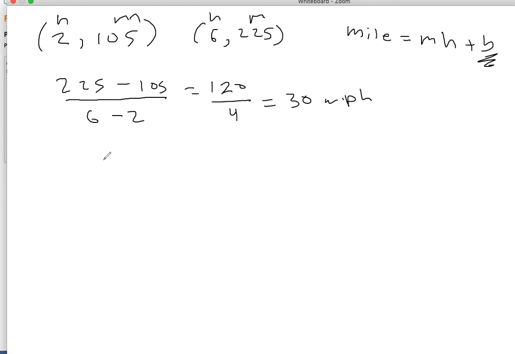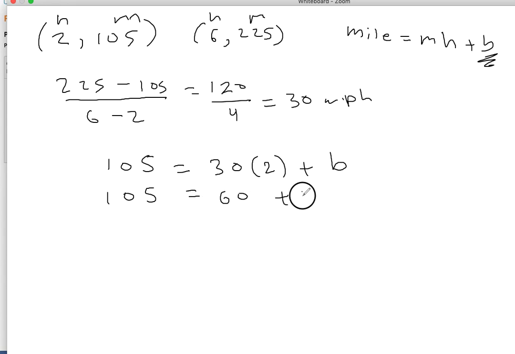So we do know that we were 105 miles, and I could use either of these points. I'm just using one of the smaller numbers. We do know that we were 105 miles into our trip at the 2 hour mark. So our slope, our rate is 30 miles per hour, and that was 2 hours into the trip. And what that does is lets me find where I started. And so 105 equals 60 plus b, and then scooting that 60 over, we'll go minus 60, and that leaves me 45 equals b.